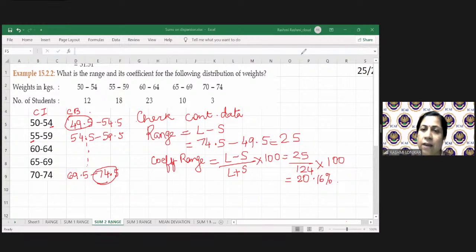So when I have numbers, this last time we did when we have only numbers, here we have the class intervals that is given, that is a frequency distribution was given. You have to check whether the data is continuous, you make it continuous, and then you simply have to subtract the highest class boundary from the lowest class boundary.